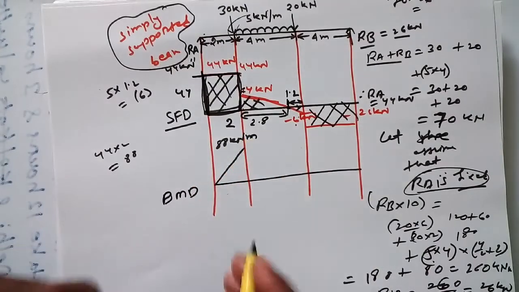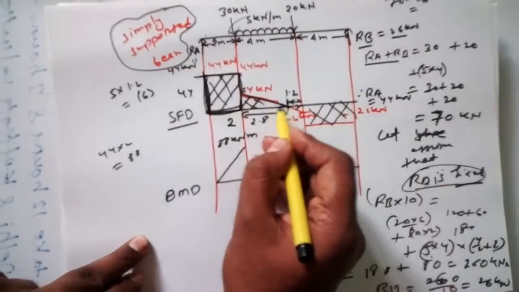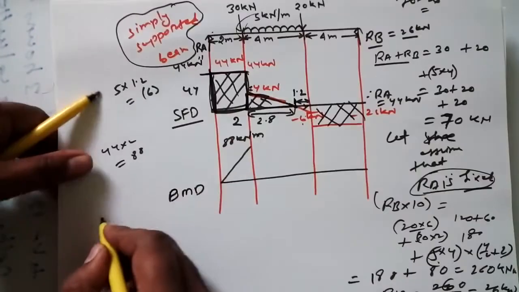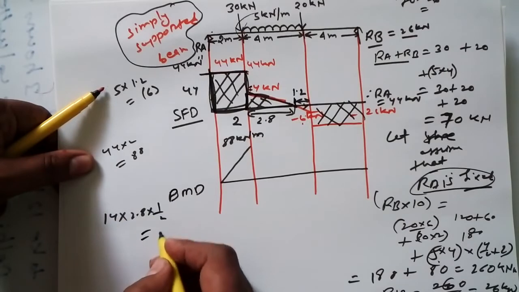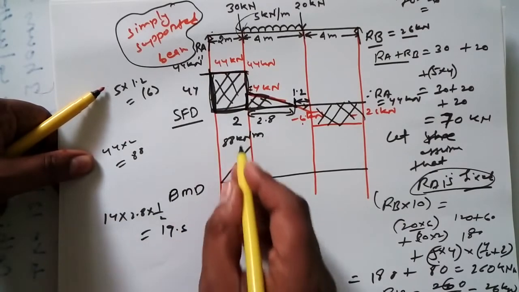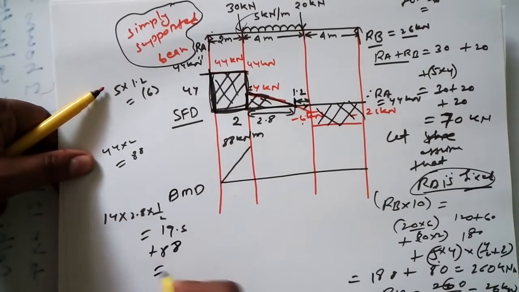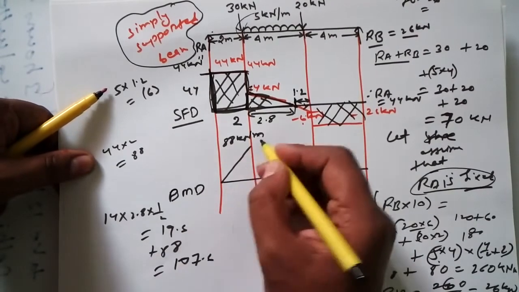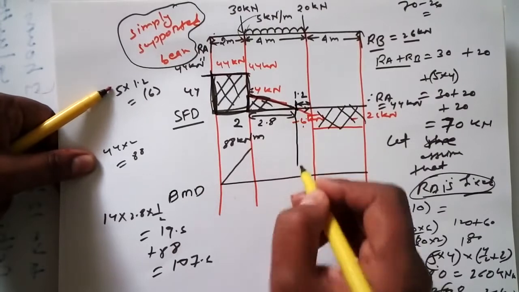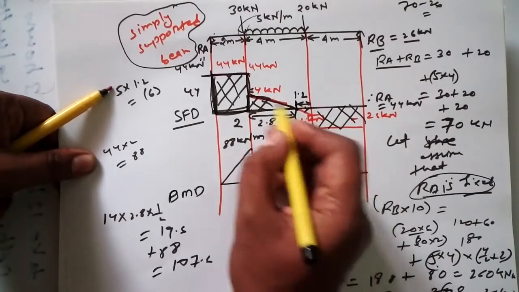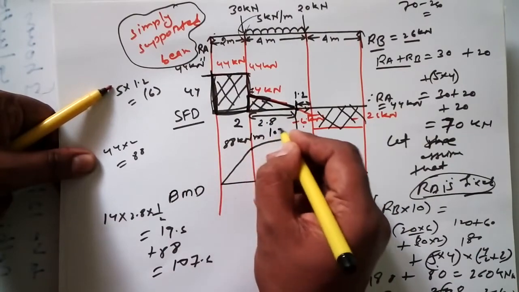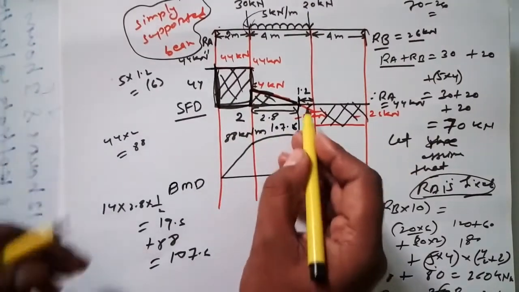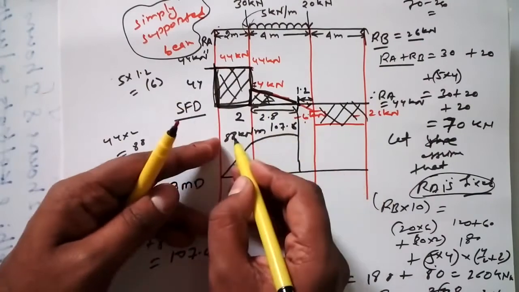88 kilonewton meter. Now another thing, we need to find the area of this triangle, that is 14 into 2 into 1.2. This value is 19.6. So 19.6 plus 88 is equal to 107.6. Let me draw a line here. This is inclined, that's why it will become parabolic. So this is 107.6. Now this is positive, that's why I have added it.